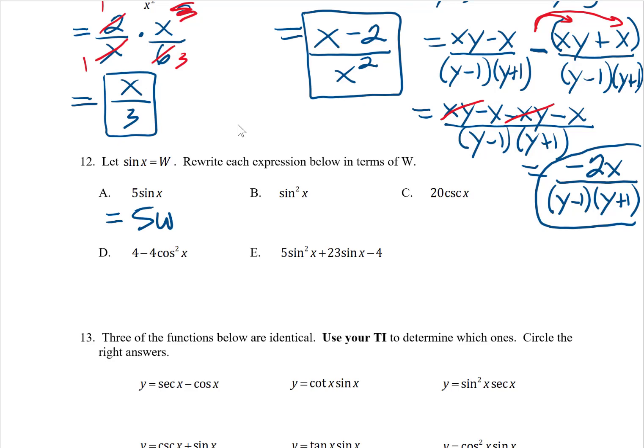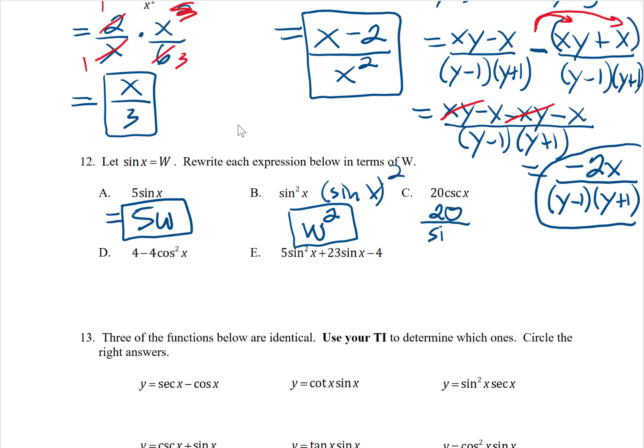What does sine squared x mean? It means the whole sine x is being squared. Well, sine x is w, so this is going to become w squared. Letter C, I don't have a sine x, I need to make one. Well, I can make one by reciprocating the cosecant x to the bottom. The 20 will stay there on the top, but cosecant x reciprocates and becomes sine x, and now that I have a sine x, I can replace it with my w. Final answer here would be 20 over w.